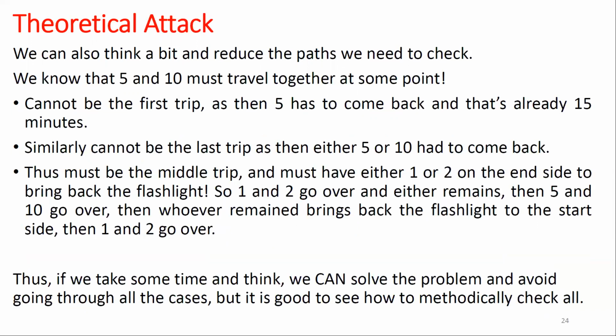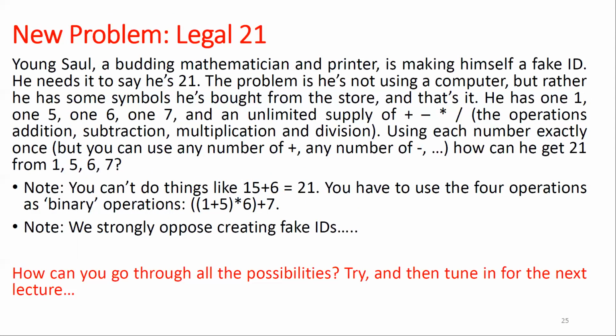So we can solve this problem theoretically. We can solve it without enumerating all the cases. By just doing a little bit of analysis, we figure probably send 1 and 2 over, and then try sending 1 back, try sending 2 back, see if either works. And then that will lead us to a solution.